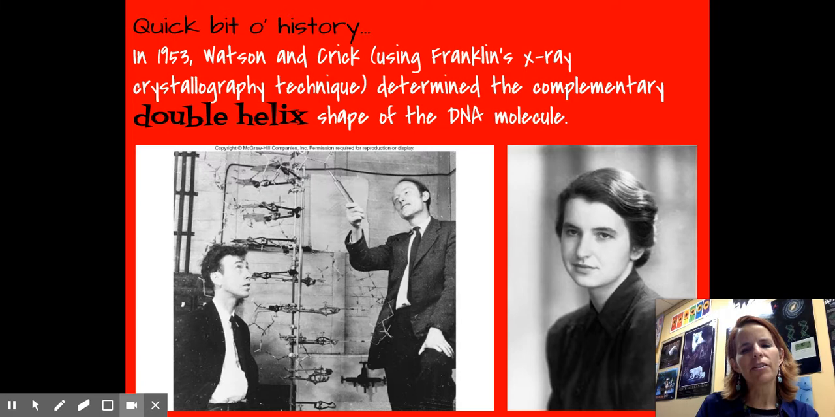All right, so quick bit of history. I don't know if you were taught this in 7th grade, but the two gentlemen on the left side were scientists that were given the Nobel Prize in Science in 1953 for discovering the shape of a DNA molecule. The shape is called a double helix, and it simply means that it's a ladder that twists, that rotates as it goes up.